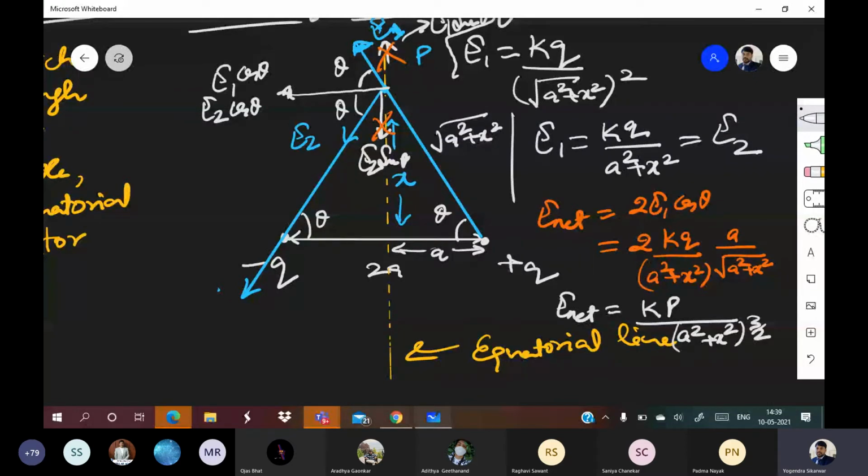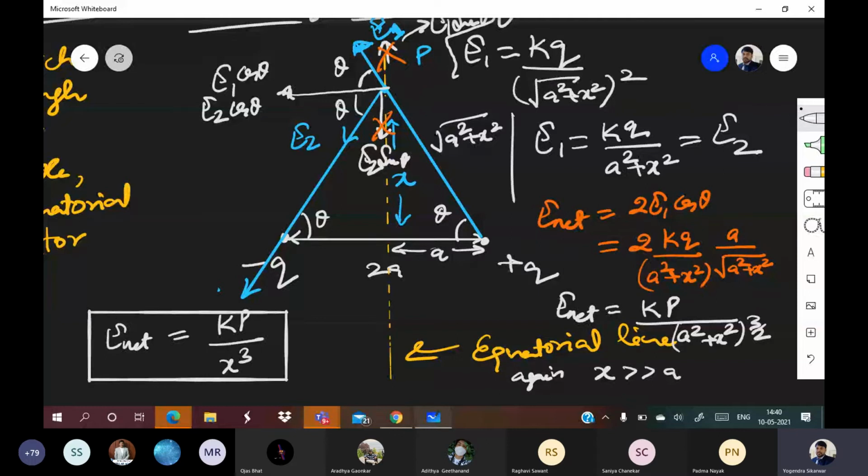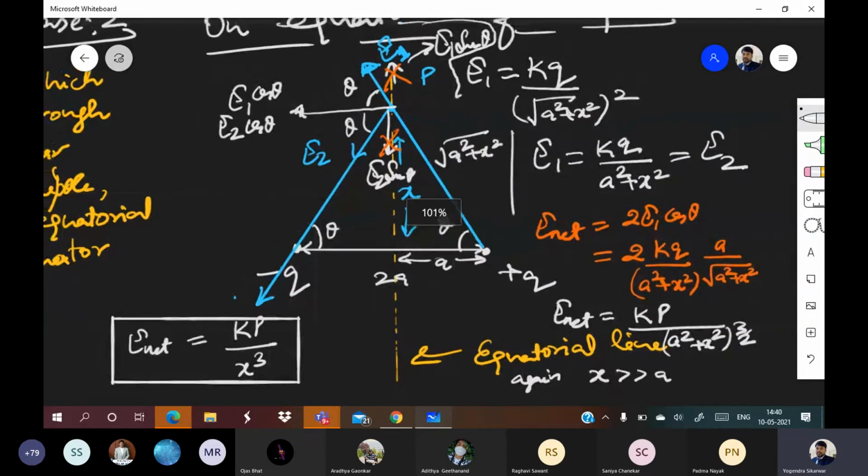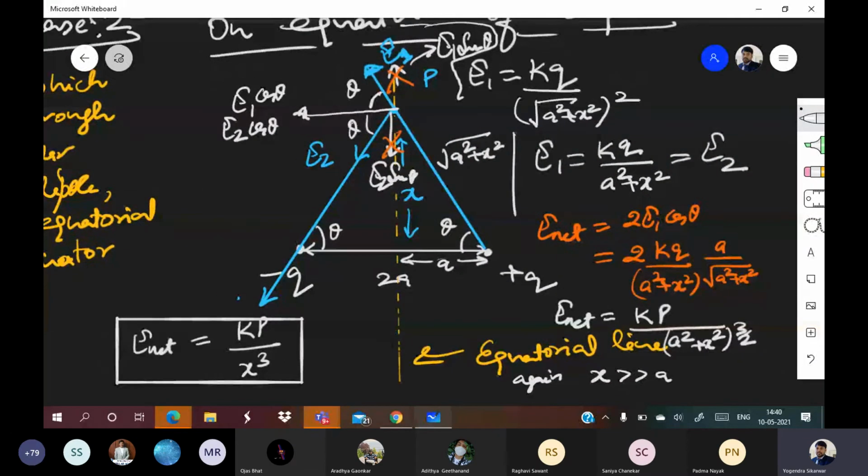Right. Now, again, X is much greater than A. I am writing E net here is equal to KP by X cube. Everyone please note this. This is the derivation on equator.